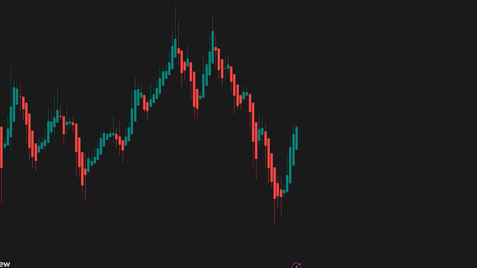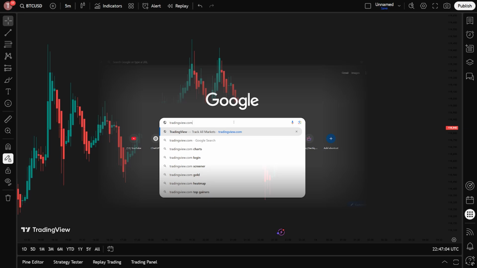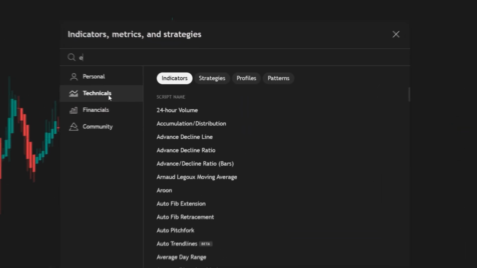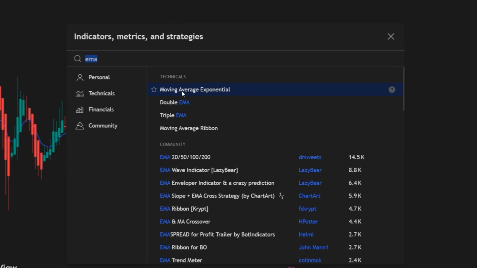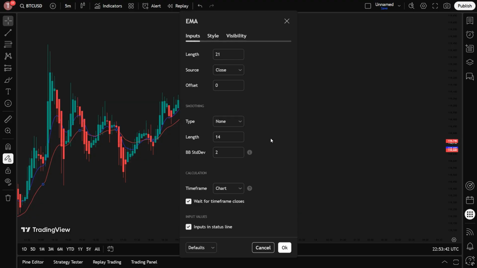Open your TradingView chart. If you don't have an account, go to tradingview.com and sign up. It's free and widely used. Click the indicators button at the top, the squiggly line icon. Type EMA into the search bar. Select the EMA indicator twice to add two exponential moving averages to your chart. Make sure one EMA is set to 9 periods and the other to 21 periods.